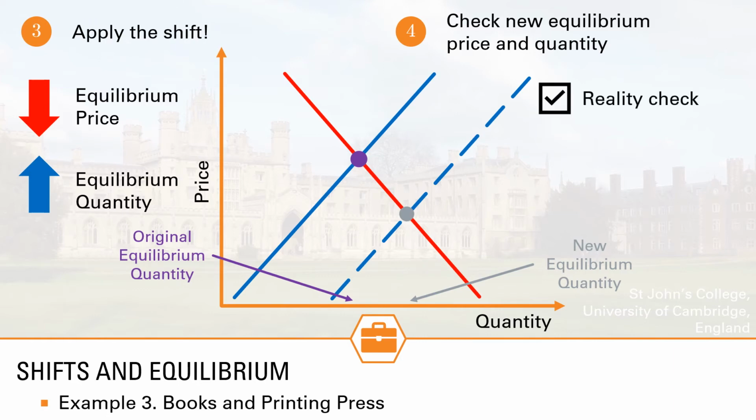Reality check. What actually did happen when the printing press was introduced? Well, we know from the supply module, the quantity increased. It shot up by a lot, right? We have more books available to the public. And also, the price went down, right?